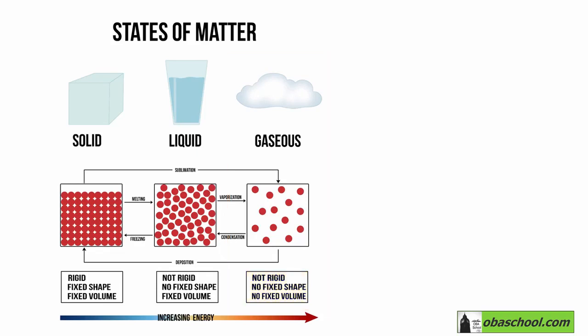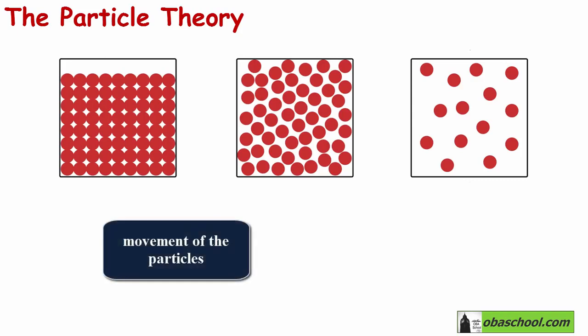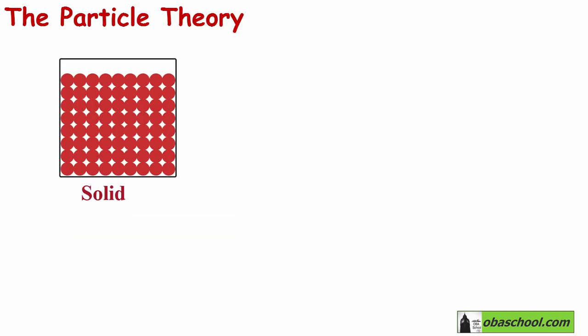To explain the properties of solids, liquids, and gases, we will use the particle theory. The particle theory is based on the fact that all matter is made up of tiny particles, and it describes the movement of the particles, so how the particles are moving and the average distance between the particles. It is based on two factors. The first one is the movement of the particles, and the second one is the average distance between the particles. Let's start with the solid state.